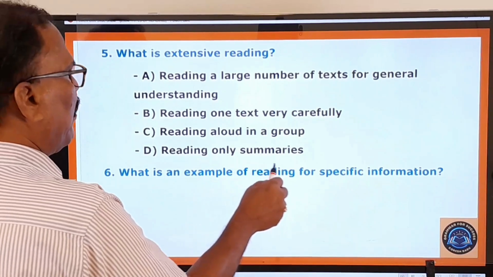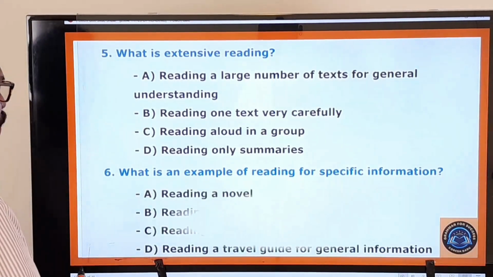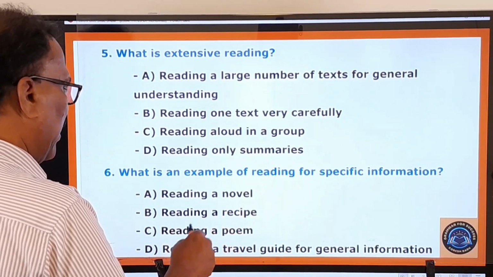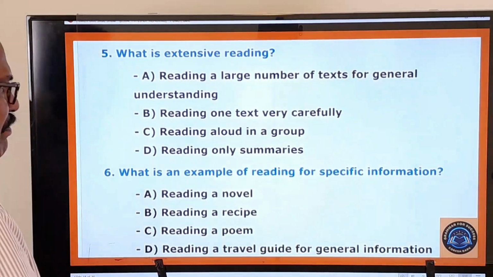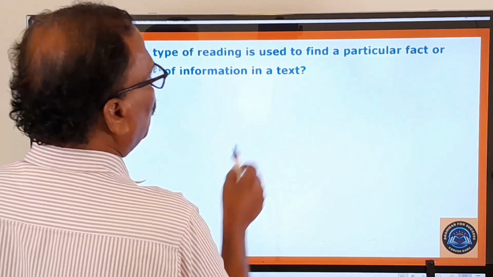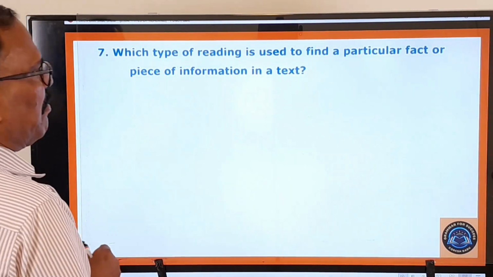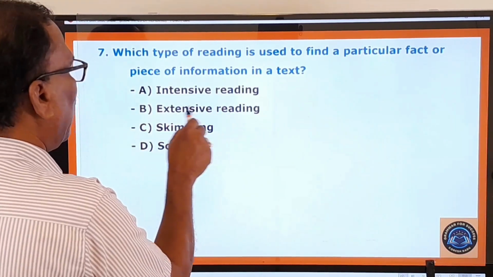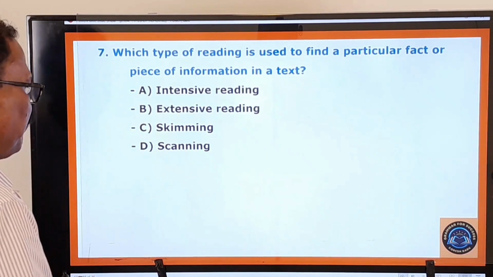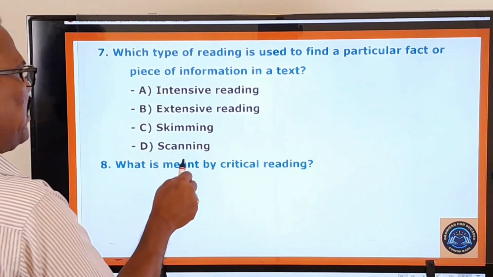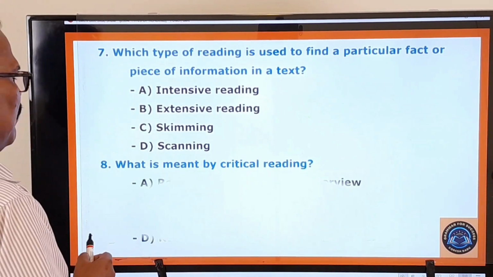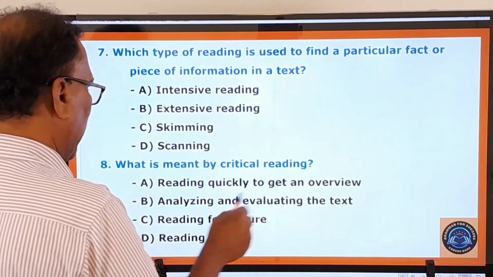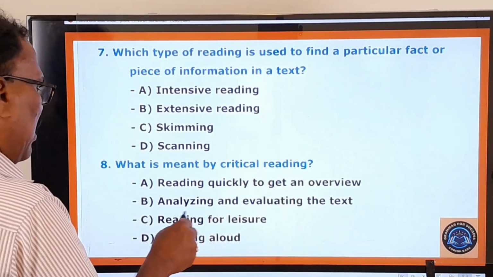What is an example of reading for specific information? Reading a novel, reading a recipe, reading a poem, reading a travel guide for general information. Which type of reading is used to find a particular fact or piece of information in a text? Intensive reading, extensive reading, skimming, scanning. What is meant by critical reading? Reading quickly to get an overview, analyzing and evaluating the text, reading for leisure, reading aloud.